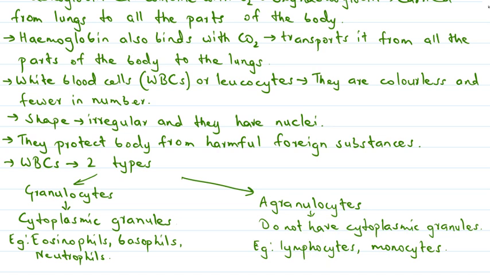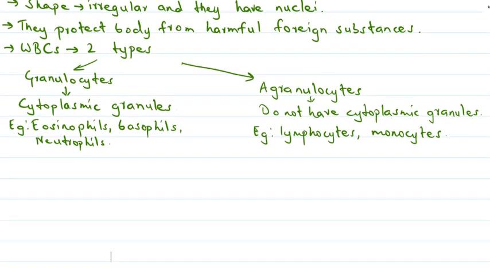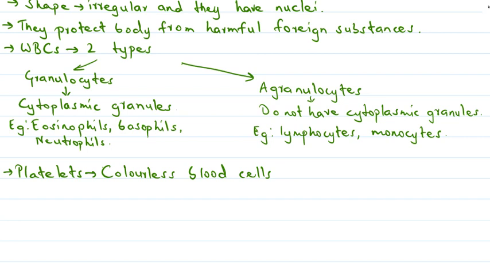Okay. So next we will be studying about the platelets. Okay. So they are colorless again. They are colorless blood cells. Okay. Then what is their major role? So their major role is they help in clotting. They help in clotting of blood. This is their major function.